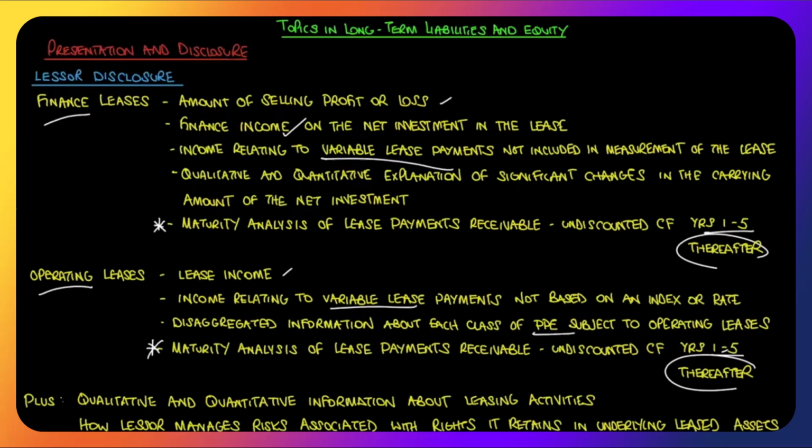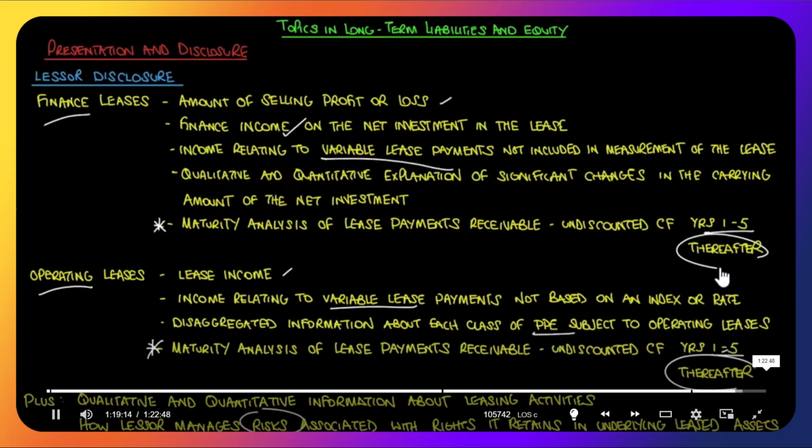So how much of our business is it? Are we a leasing company, or is this something we do on the side? And if this is any kind of material part of our business, as an analyst, I want to know how the lessor manages risks. If we're a leasing company, these underlying assets are what we use to generate revenue, and we are giving them to somebody else to use. So how do we manage that risk, the risks associated with the rights you retain in the underlying assets? How do we know somebody's not taking the asset and running, for example?